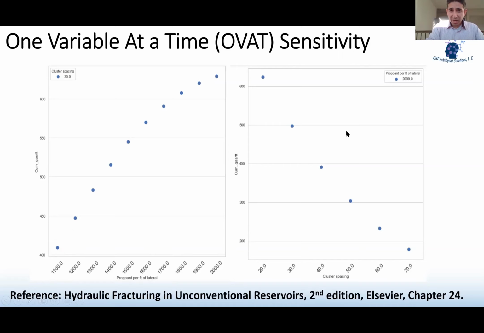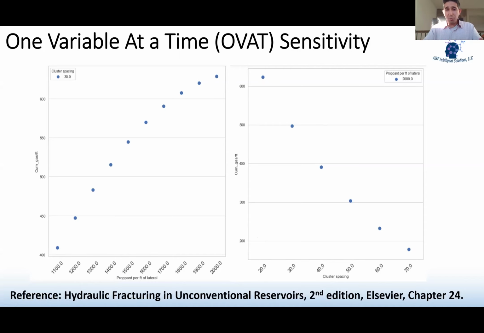And on the right-hand side, same thing. What is the impact of cluster spacing? What happens as I increase my cluster spacing from, for example, 20 feet to 70 feet on the target variable, which is cum per foot? And you can see here clearly, as you increase your cluster spacing, your cum gas per foot is going down. So this is the beauty of once you train a model.